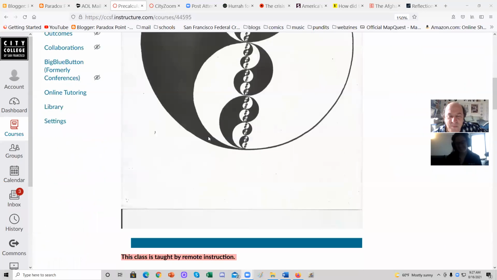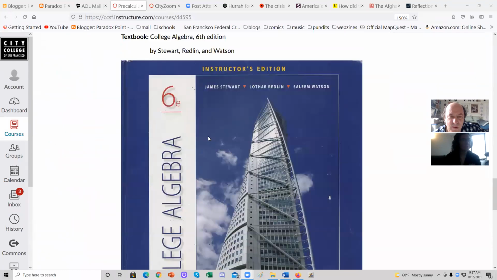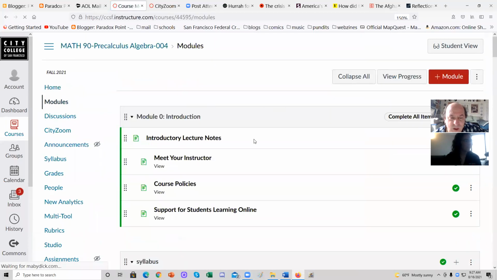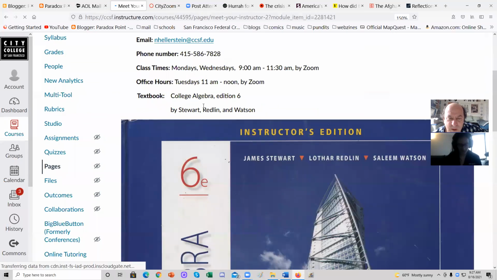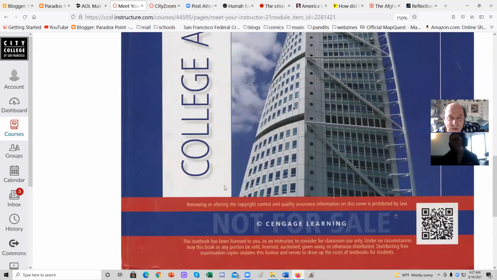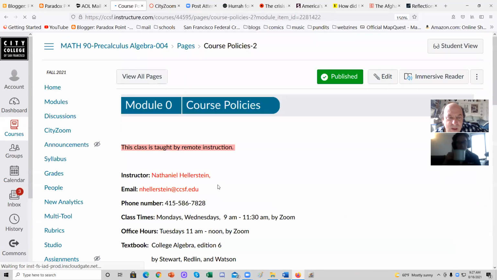Okay, so here's basic homework material. This is just an introduction. Most of what we'll be doing will be here in the modules. So, your introductory lecture notes: let me meet your instructor. This is more information: my name, phone number, picture of the textbook, and so on. Once in there, you can go to the next module.